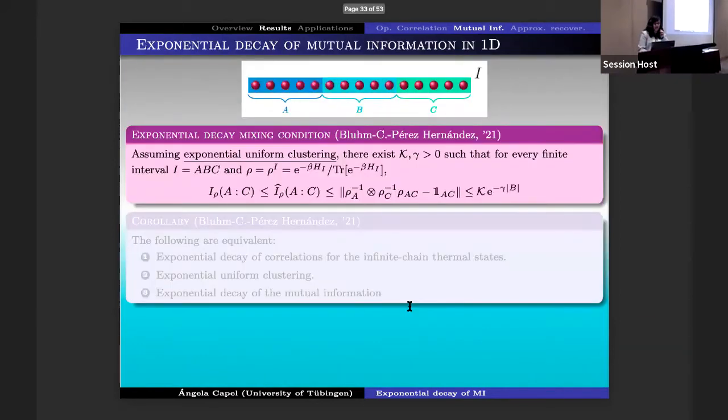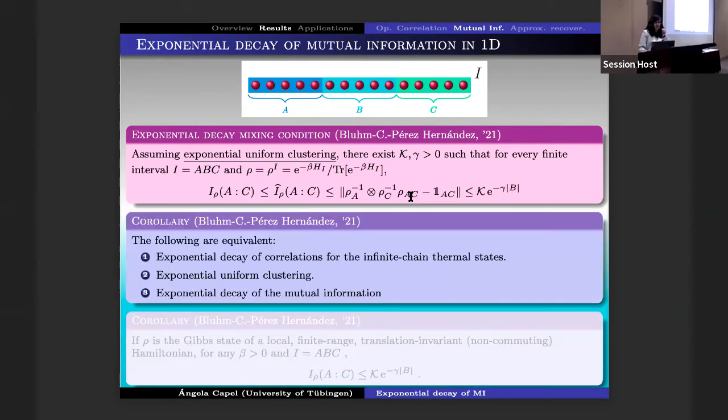So the main result that we have in this paper is essentially that if we assume exponential uniform clustering, then we have exponential decay of correlations for this mixing condition. This is how we call this norm of seeing how far rho is from being a tensor product between A and C. And now if you put this together with the result I mentioned before for the exponential uniform clustering, relating it to Araki's result, the corollary that we obtain is that these three things are equivalent.